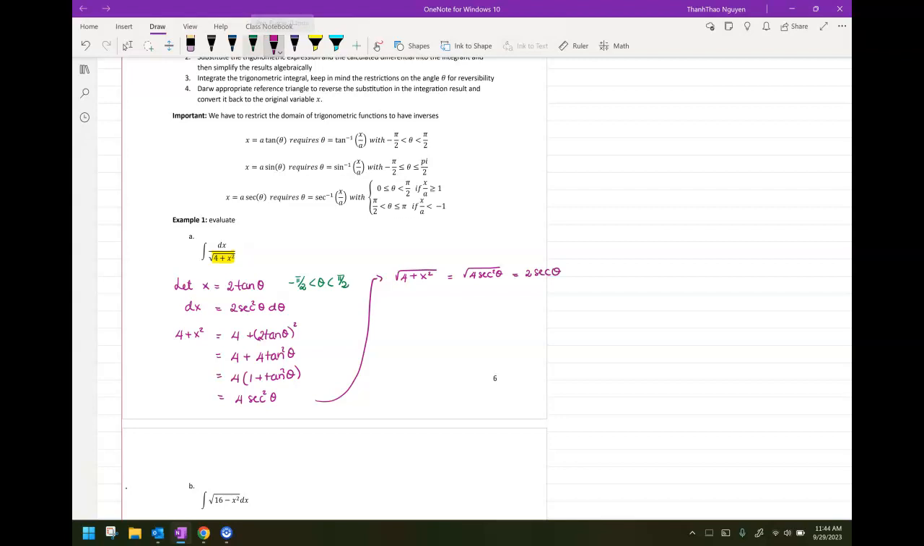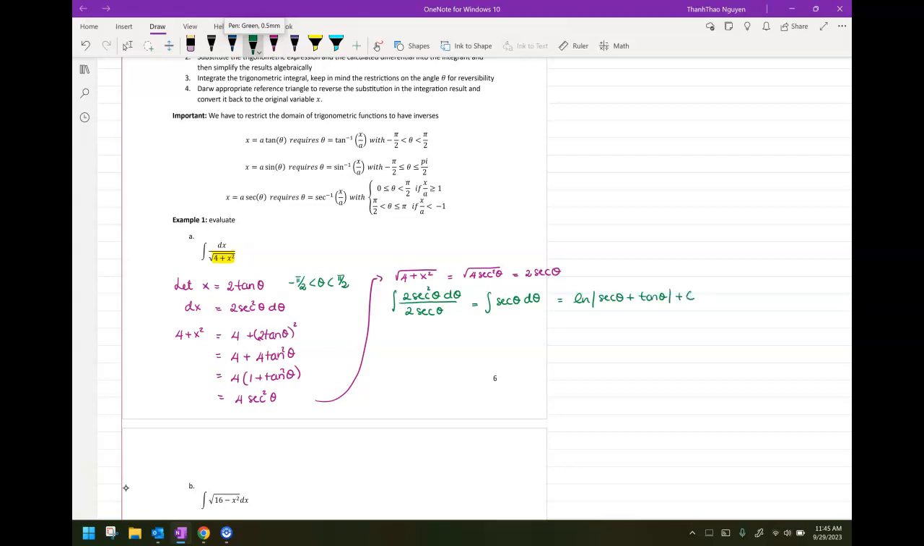I go ahead and rewrite my integral as the integral of dx, which is 2 secant squared theta d theta, divided by 2 secant theta. This simplifies to the integral of secant of theta d theta. The integral of secant of theta equals ln of the absolute value of secant theta plus tangent theta, plus c.